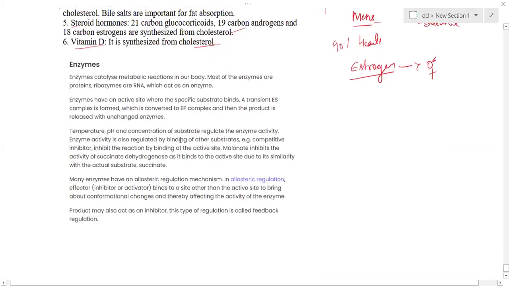So what do you mean by an enzyme? Enzymes catalyze metabolic reactions in our body. Most of the enzymes are proteins, and ribozymes, which are RNA, also act as an enzyme. So my question is, are all proteins enzymes? I said all enzymes might be a protein. This is very important. They ask this, okay?